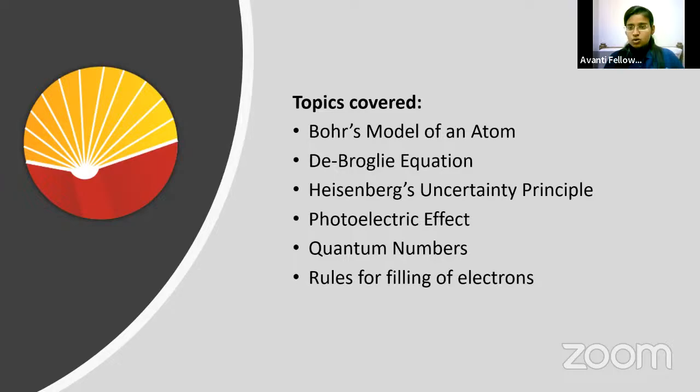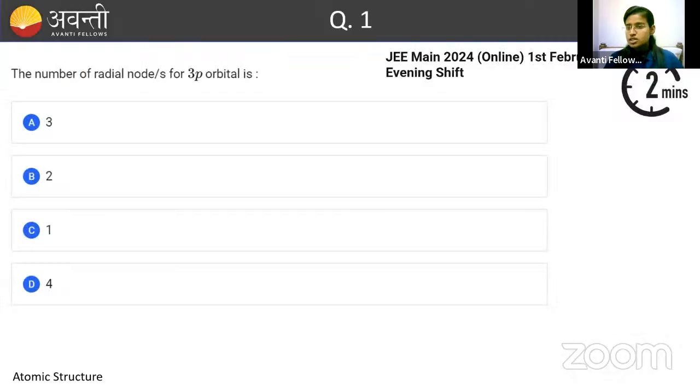Now the first question is on the screen. The question says: the number of radial nodes for 3p orbital is. So we have the 3p orbital and we are asked to find the number of radial nodes for this orbital. It is one of the JEE questions. You can take 1 to 2 minutes to solve it. It is very easy actually; you can get the answer within 15 seconds. Can anyone try the answer and let me know in the chat box?